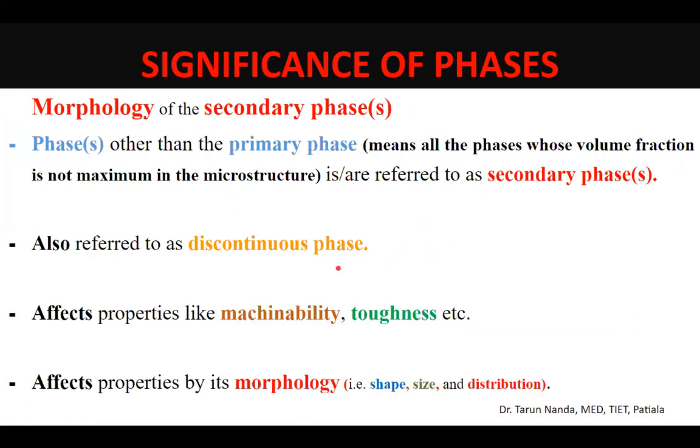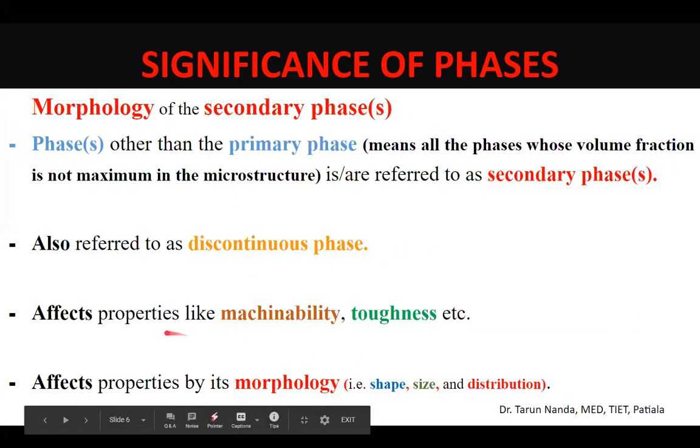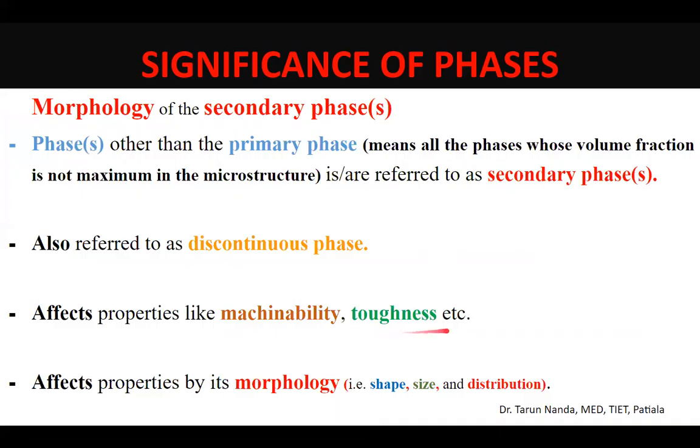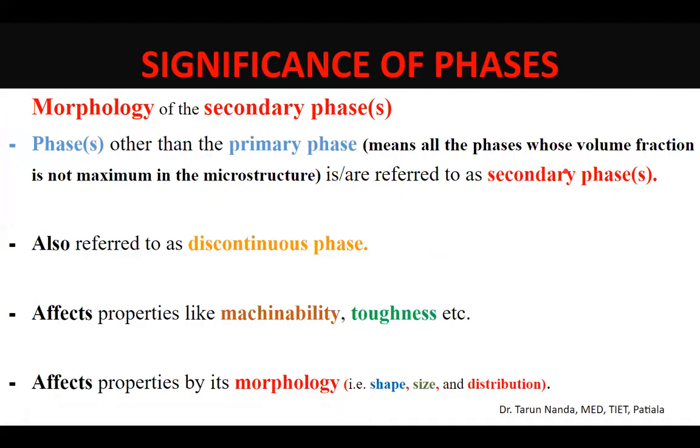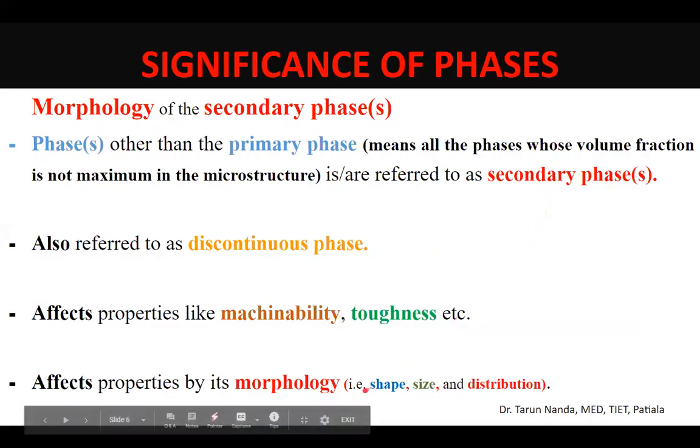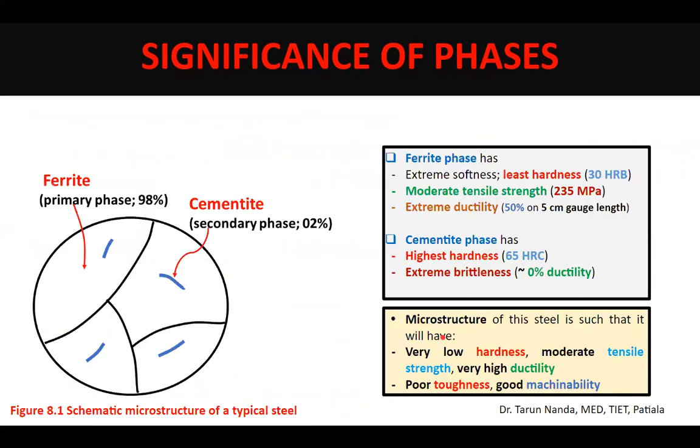Okay, what properties do they affect? They affect properties like machinability, impact strength. There is another very important characteristic, hardenability, which we'll discuss in the lectures to come. And how do the secondary phases affect the properties of a material system? The secondary phases affect the properties of the material system in which they are present through their shape, through their size, through their distribution, that is, through their morphology. And what are the properties which they largely affect? Which are mentioned in this third bullet point.